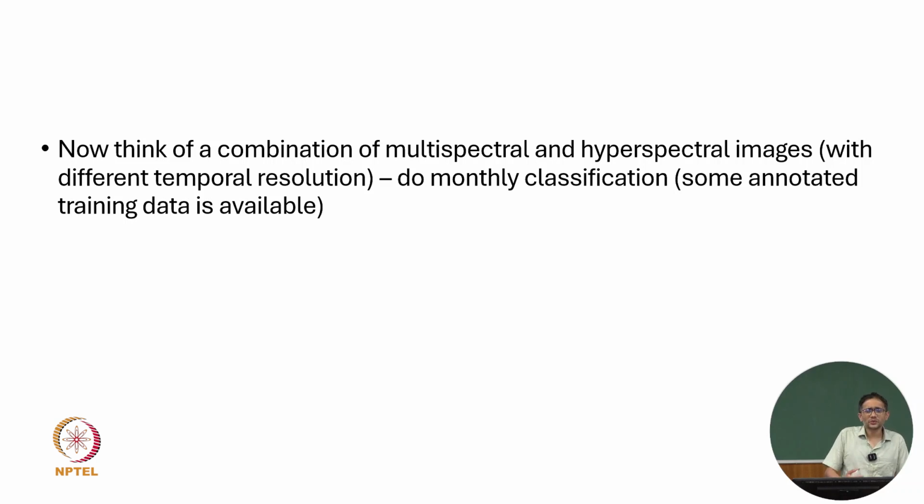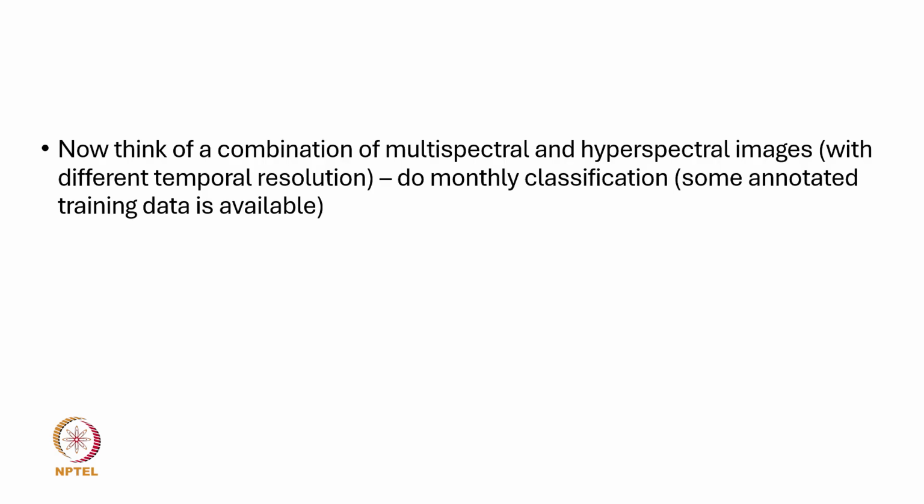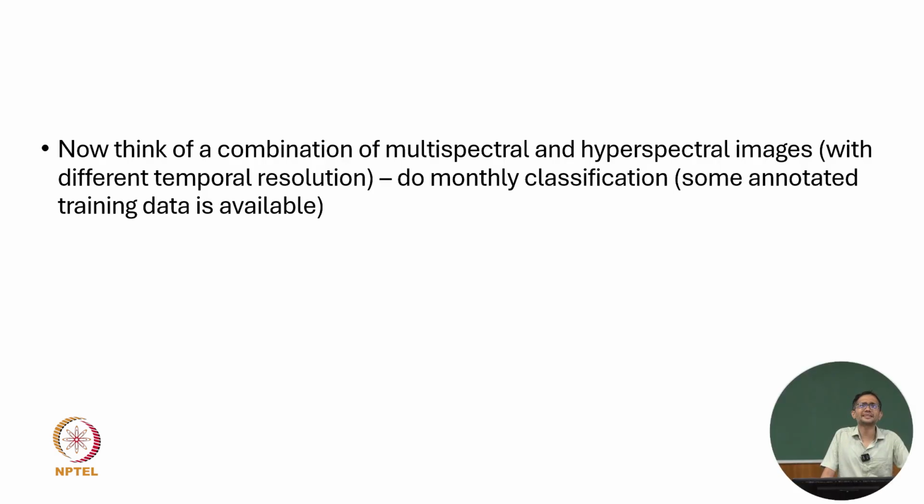Now, let us spend a couple of minutes thinking about a couple of practical examples. Let's say we are trying to do a monthly classification. What do I mean? Given some data points, some multispectral images, some hyperspectral images, for each month we want to assign a particular class. For this particular month, we will say that this particular data point, which could be a pixel, which could be an image, belongs to water. For the next month, this belongs to something else, right?